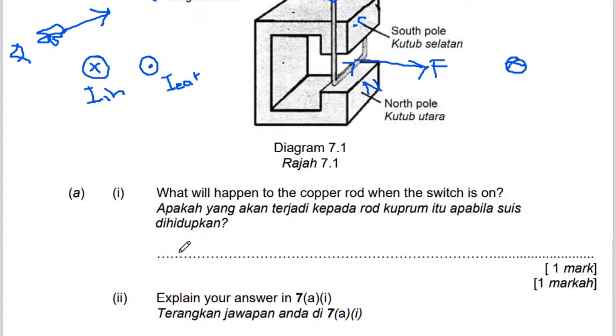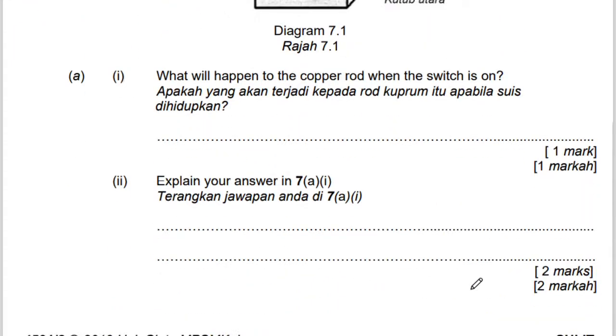What if you write your answer as deflect only? Boleh bagi markah ke? If you write deflect only, no mark. If you write bergerak sahaja, also no mark. Sepatutnya bergerak ke kanan. Explain your answer. Wah, explain your answer. Oh, susah ha. How to explain?